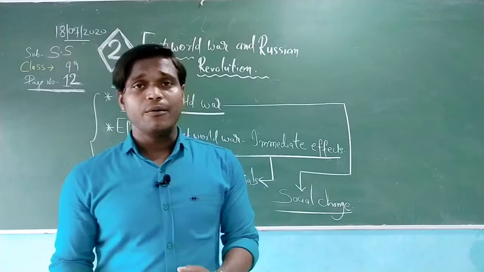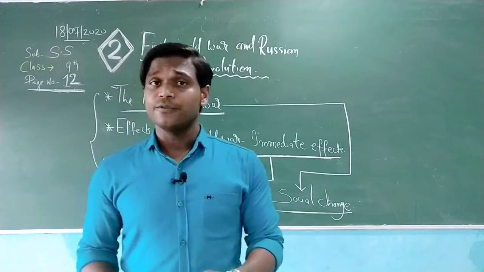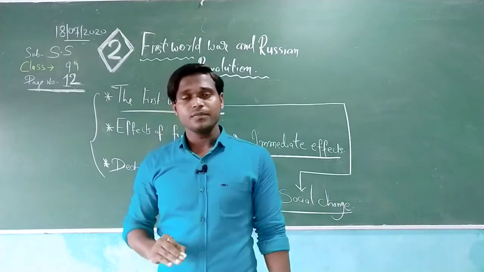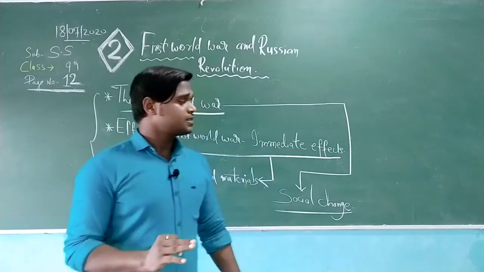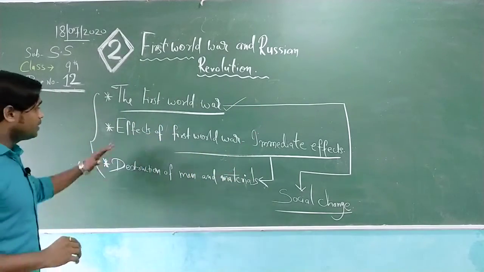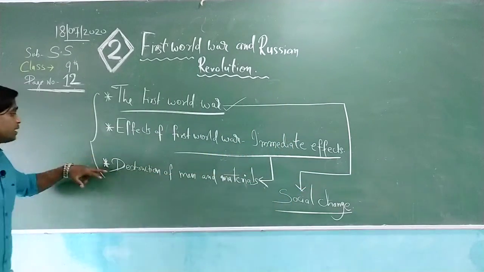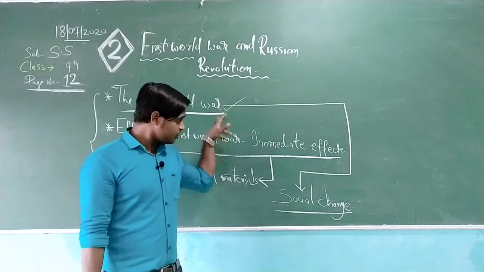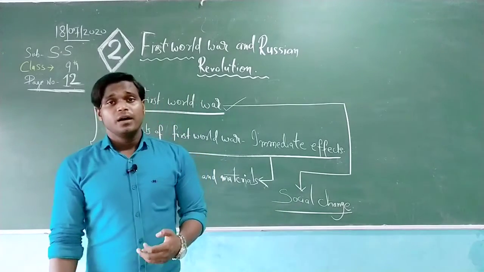So students, now we will slowly move towards today's chapter. You need to focus on page number 12 of the SS textbook, lesson number 2, 9th standard. These pages consist of the topics of today which I am going to make clear to you: the First World War, the effects of the First World War and its immediate effects. I'll also make you understand the destruction of man and material due to the immediate cause, and after all this theory, what the social change was. That also we'll study today. So let's start today's lecture.